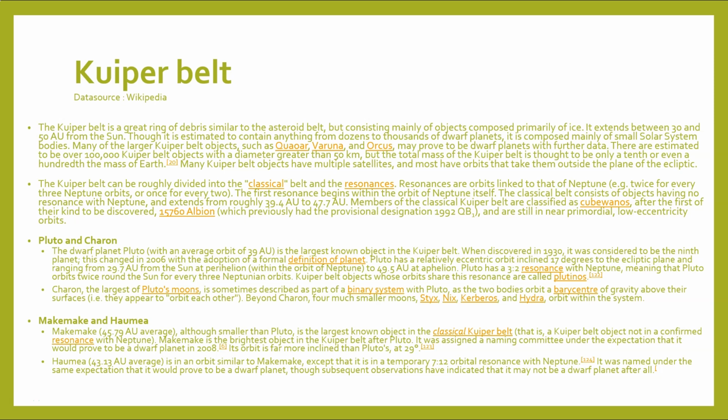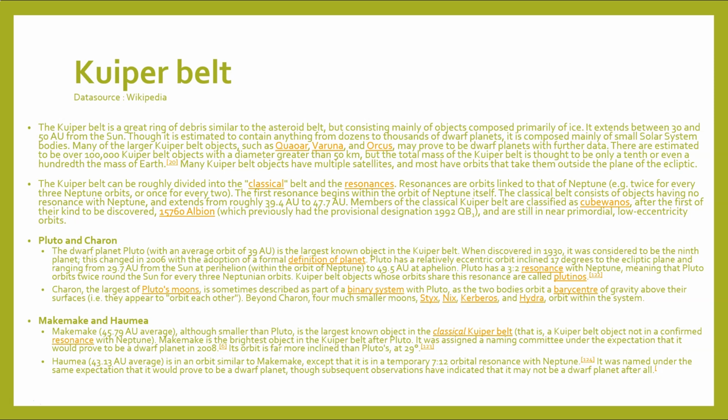The Kuiper belt is a great ring of debris similar to the asteroid belt, but consisting mainly of objects composed primarily of ice. It extends between 30 and 50 astronomical units from the Sun, though it is estimated to contain anything from dozens to thousands of dwarf planets. It is composed mainly of small solar system bodies. Many of the large Kuiper belt objects such as Quaoar, Varuna and Orcus may prove to be dwarf planets.